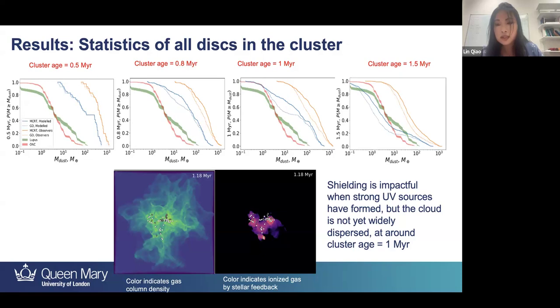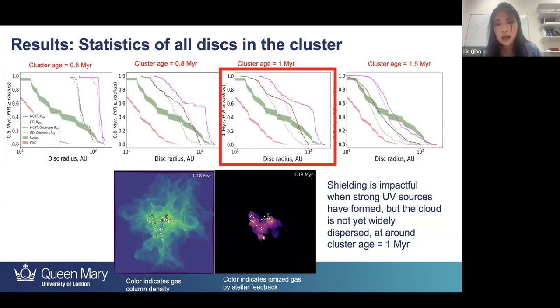For these plots, you can see that comparing the difference between the solid and dotted curves, cloud shielding has the most impact around the cluster age of 1 million years for the specific cluster that we simulated, when at this age the strong UV sources have formed, but most of the star-forming clouds in the cluster are not yet widely dispersed. And it's a very similar story for the disk radii distribution as well.